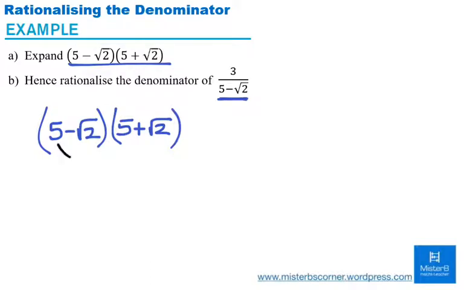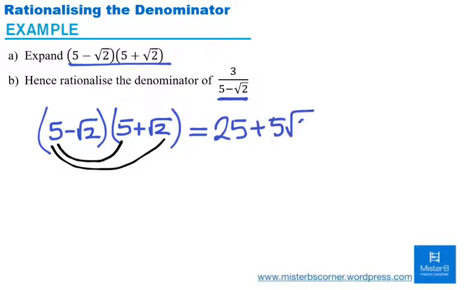Right, so it's 5 times 5, that's going to be 25, and 5 times root 2, we cannot multiply them, so I'm going to write down the product, 5 root 2. Now here, I multiply negative root 2 by 5, so it's going to be minus 5 root 2. Why? Because that's a negative number, that's a positive number. Minus times plus gives minus.